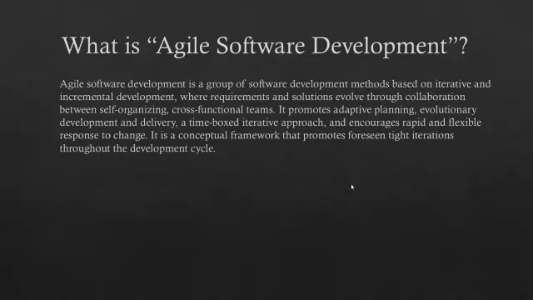This all is, however, in a time box iterative approach. So every 2 weeks, for example, you just deliver a new working set of functionality. This encourages rapid and flexible response to change, and this change allows our customers to indeed look at the application, see if they like it, and if they see something they don't like, they can make a change. And so agile software development is just a conceptual framework, but it promotes tight iteration throughout the whole development cycle.